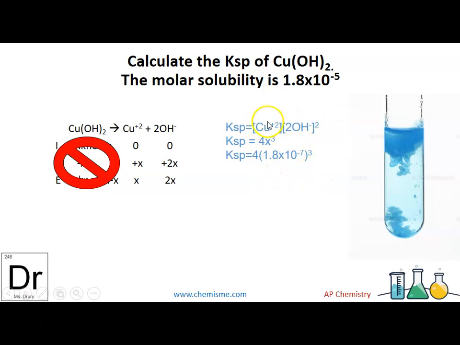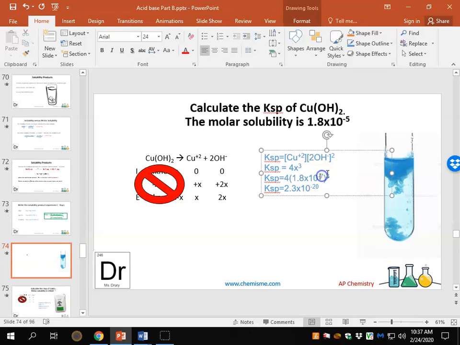What I'm doing is choosing to only plug it in once. I'm saying copper is an ion, and there are 2 hydroxides, 2x's squared. 2x squared is 4x squared, right? And then 4x squared times another x is 4x cubed. That way I can plug it in just once. There's a little typo here. I think that should say minus 5.